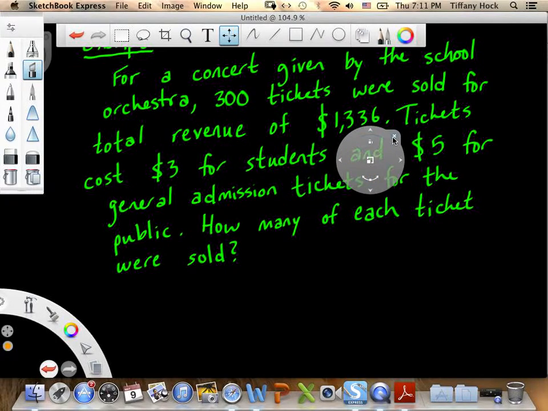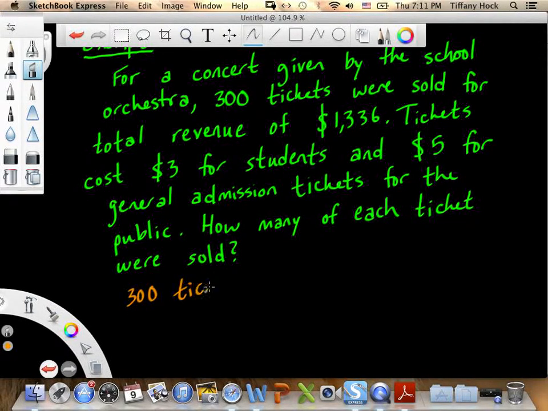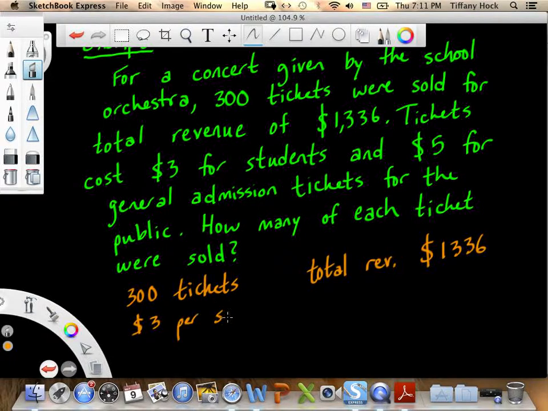So I'm going to look back at what the problem actually says and start writing down the information that I know. Okay, so I know that there were 300 tickets total. I also know that the total revenue was $1,336. So total number of tickets sold, total revenue. Now, it says that tickets were $3 for student tickets. Okay, so $3 per student ticket.